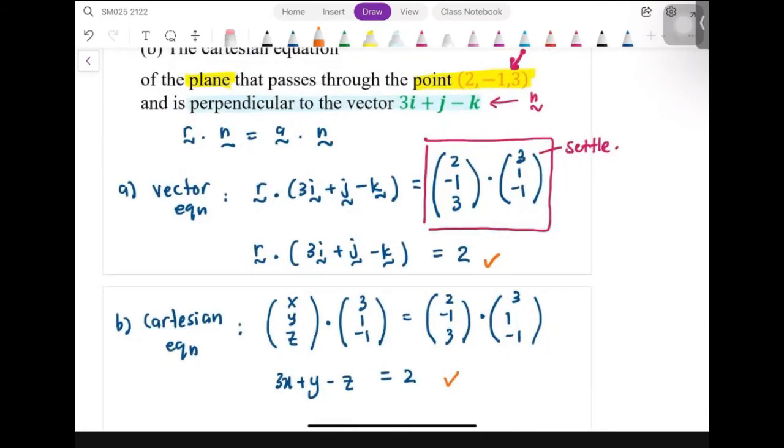So this is the basic situation straight away from the question, given the point, given the normal vector. But the question may vary. Ada macam-macam situation yang tak semestinya kita terus dapat our normal vector. Itu yang kita nak tengok hari ni lah. So saya pergi soalan seterusnya.